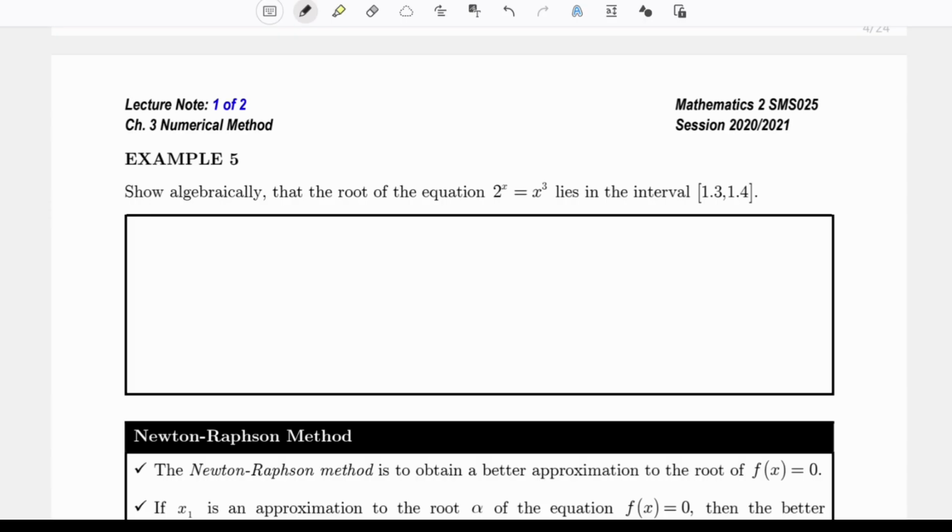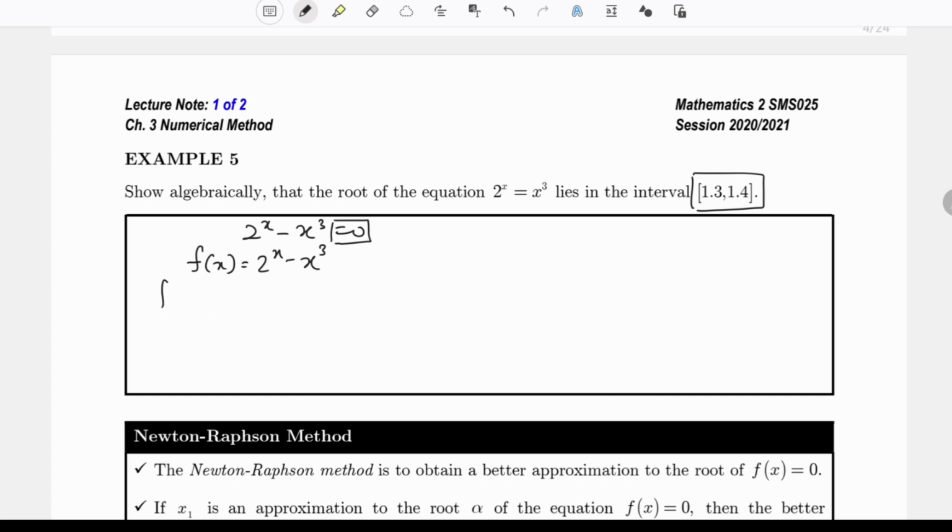Example 5. Similarly, bring everything to the left side. So we have 2^x minus x cubed equal to 0. Again, make sure the right side is 0. Then only you have f(x) equal to 2^x minus x cubed. Again, you are given the interval between 1.3 and 1.4.